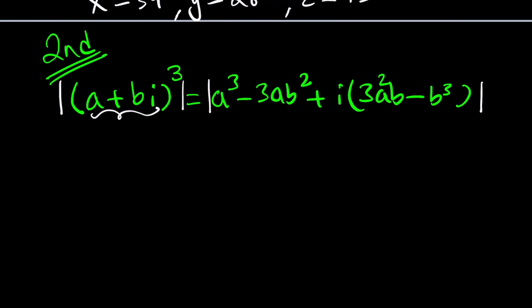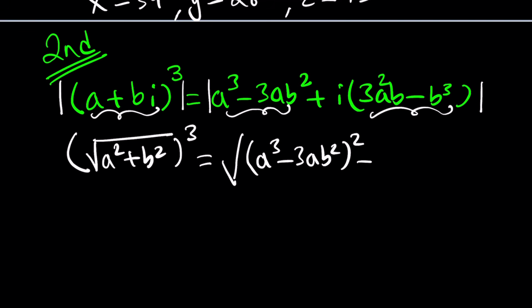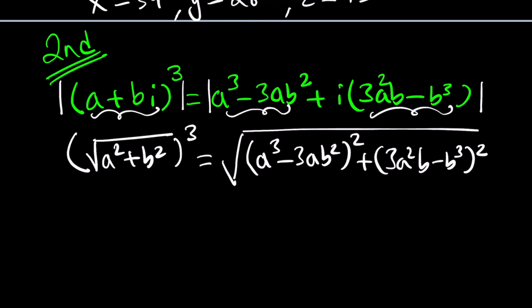So the absolute value of a plus bi is the square root of a squared plus b squared. And then I just need to cube it. You got to remember that this is a non-negative quantity. And on the right-hand side, we have the real part and the imaginary part. So taking the absolute value by the same definition should be fairly easy. We get the square root of (a cubed minus 3ab squared) squared plus (3a squared b minus b cubed) squared. We add them up and take the square root of the sum. Beautiful.